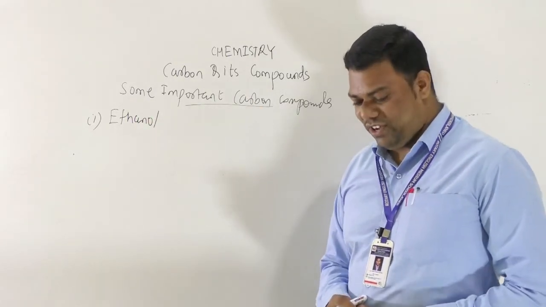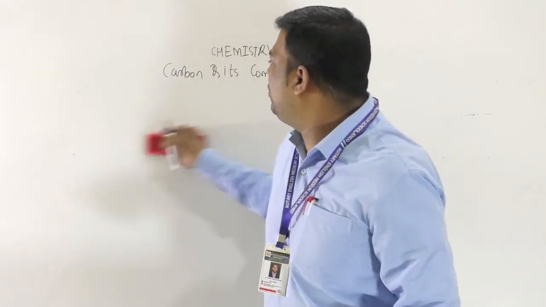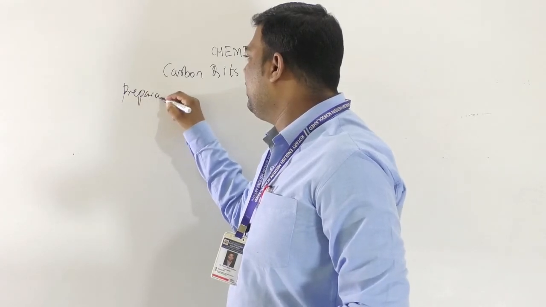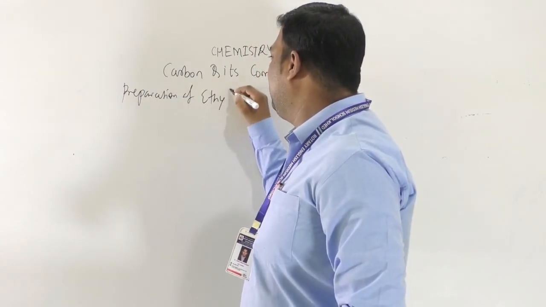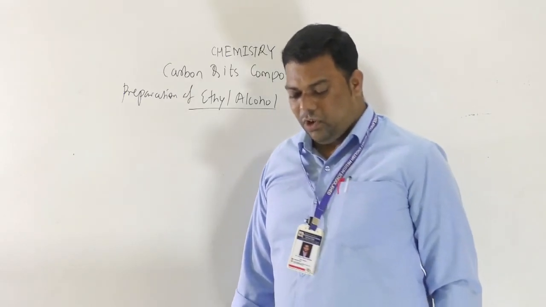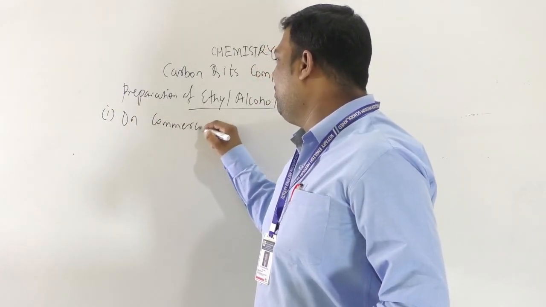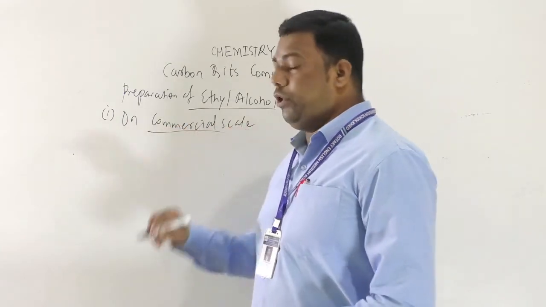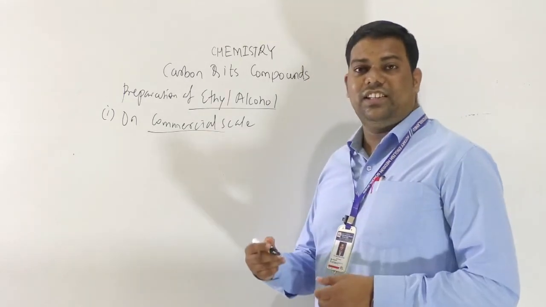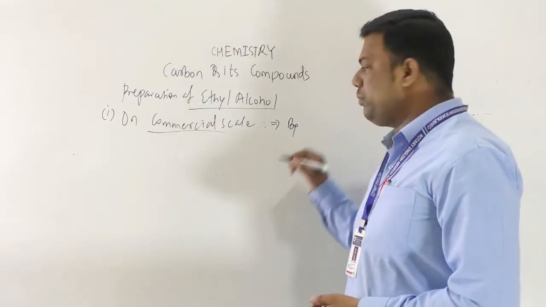Now we will discuss the preparation of ethyl alcohol. First we will discuss how we can manufacture it on a commercial scale. Basically, ethyl alcohol is prepared from sugar by the fermentation process.